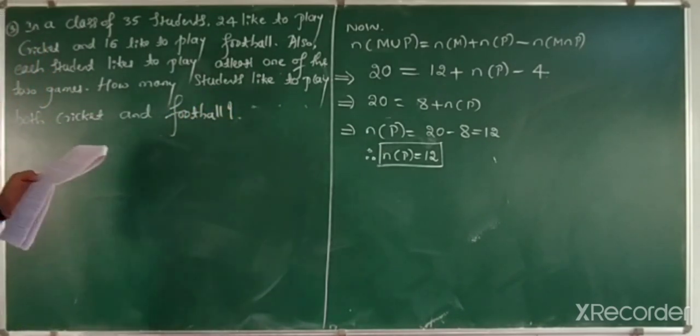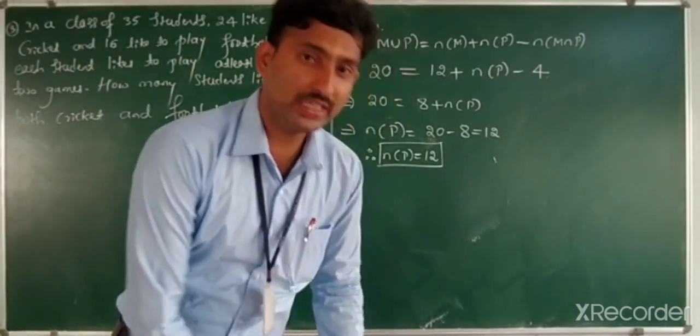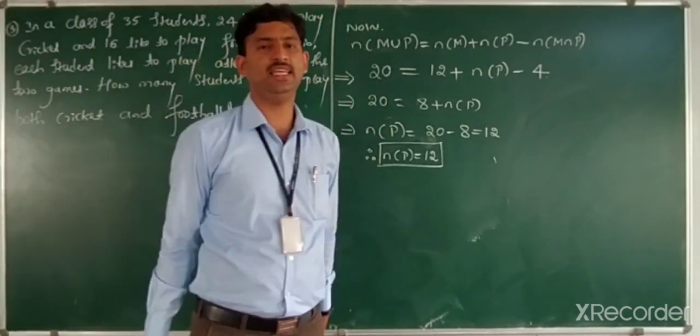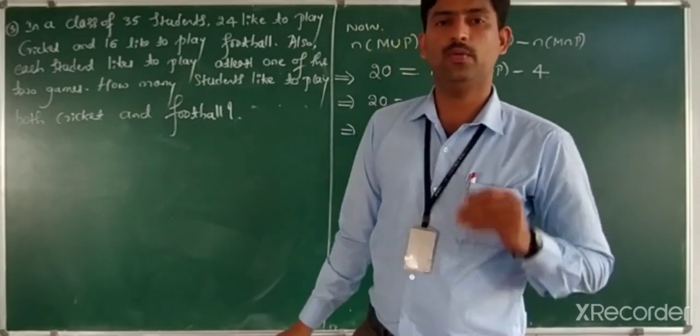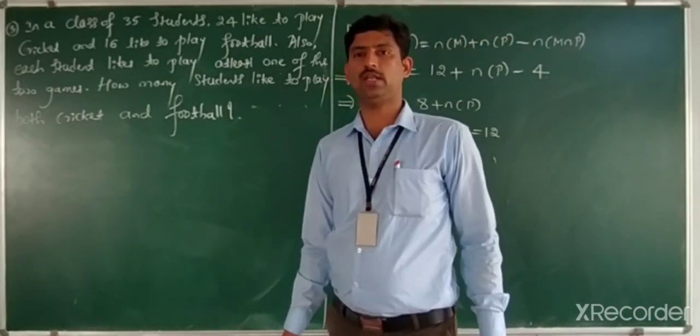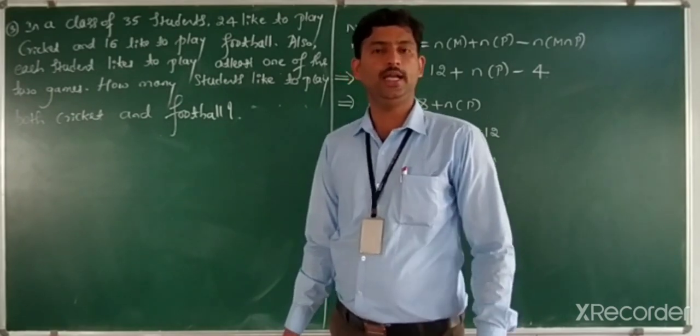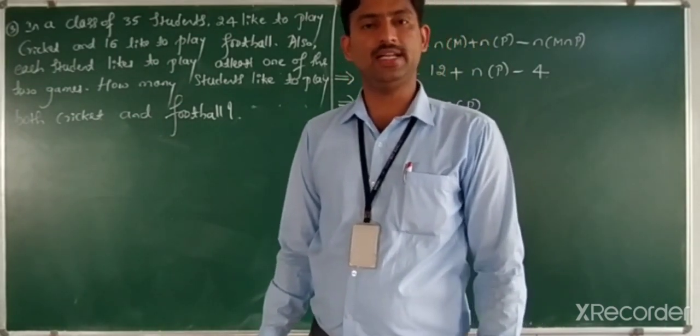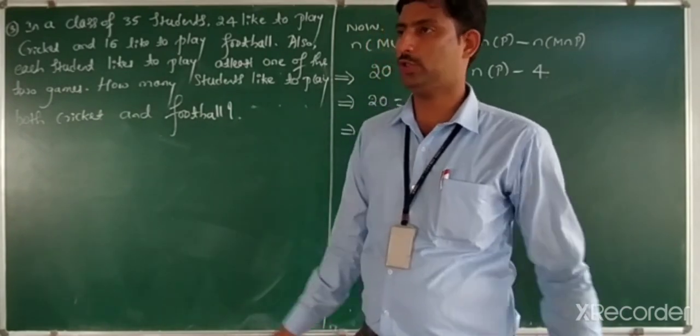Both cricket and football. My students, the question is lengthy, but the answer is very sweet when you have the idea about the formula. You should have the formula first. N of A union B is equal to N of A plus N of B minus N of A intersection B. But the rest of the procedure should be the same.